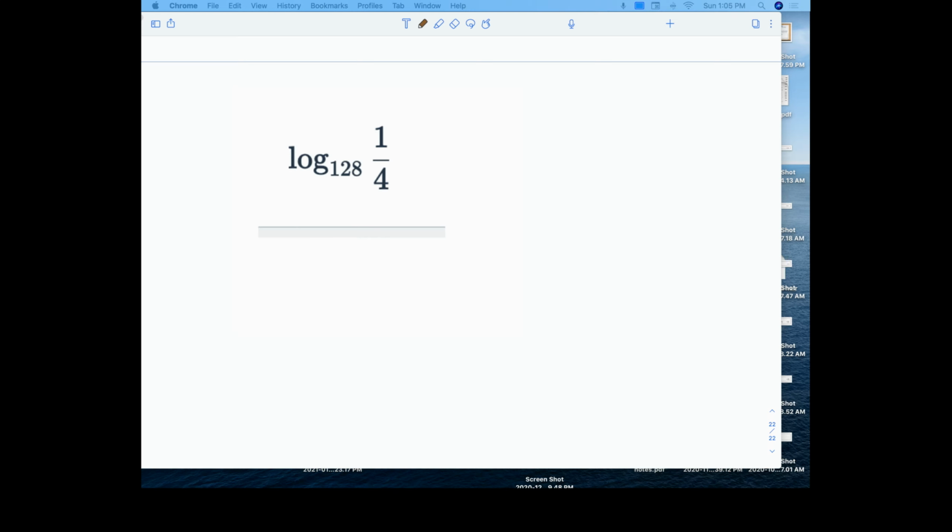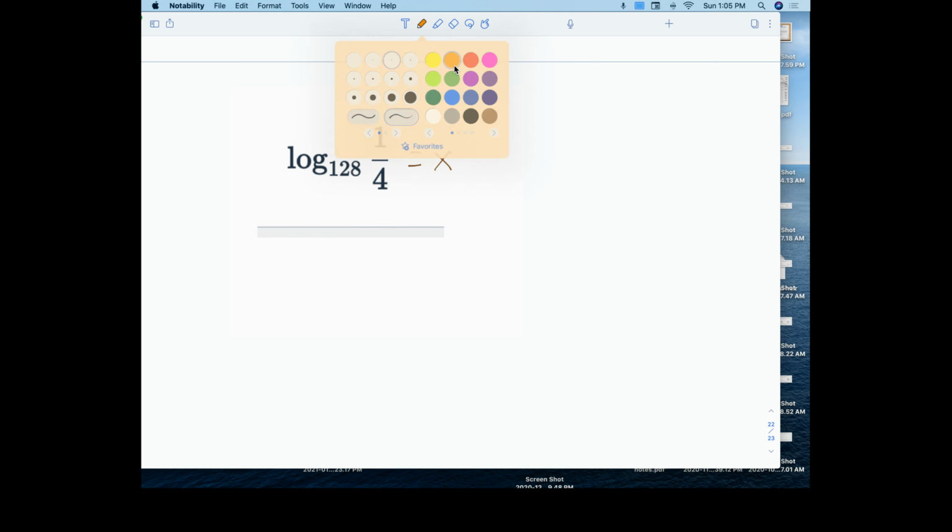All right, PreCal, let's take a look at this question here. So we have log base 128 of 1/4. So what we said previously is we want 1/4 to be written as 128 to some power. That's going to be a little difficult to do here, so that's okay. When that's the case, we can always default to the log. So we'll just do the log.